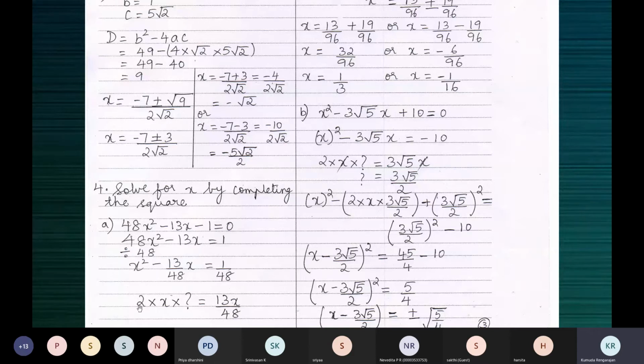So 2 is 2. Now that p from here, p is x. And q is what we don't know. The middle term is 2pq. This is the 2pq term. This one has 2 in it. This one has p in it. What is p? X. And q we don't know. That's why I put a question mark here. We don't know the q term. So this one is equal to 13x by 48. So x and x on either side will get cancelled.